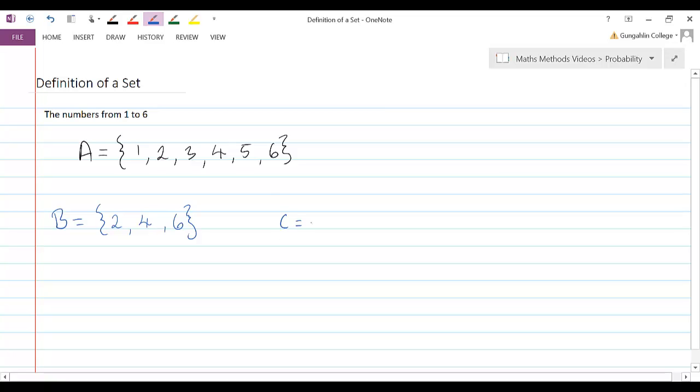Or alternatively, I could think of a different subset. Let's say the numbers greater than or equal to 4 from within A. This would be another subset, 4, 5, and 6. So these two sets here, B and C, are subsets of A because they're a collection of some of the numbers in that larger set.